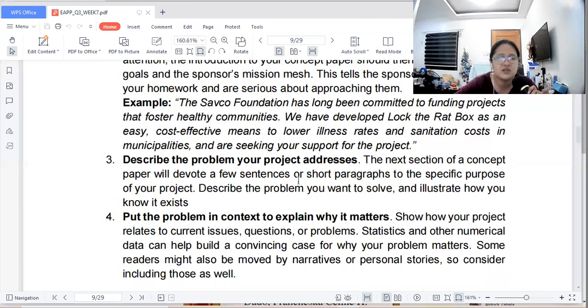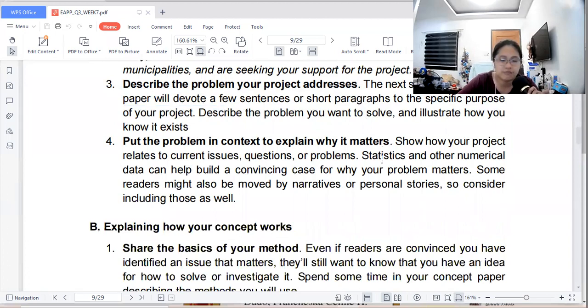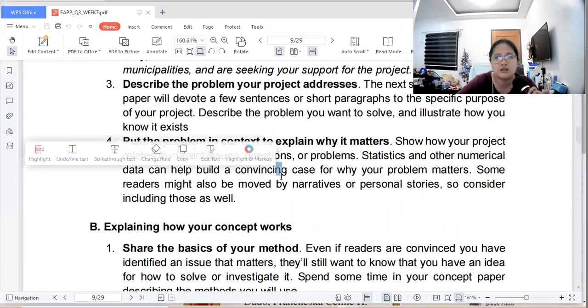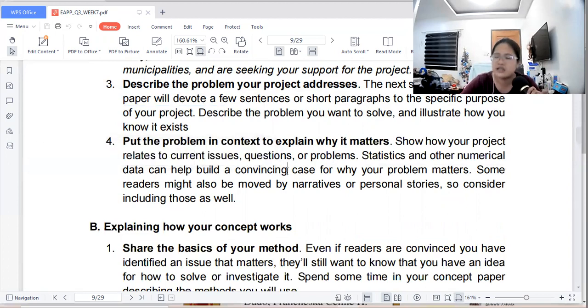Okay? So describe the problem your project addresses. So, pwedeng a few sentence or a short paragraph. Describe the problem that you want to solve. Illustrate how you know it exists. So, i-explain mo yan sa rational. Then, put the problem in context to explain why it matters. Bakit kailangan? Tell them the issues, the questions, the concerns, the statistics, the numerical data, so that they would be convinced, this person really did his or her research. So, let's give it a chance. Parang ganun. And like, if you're submitting a sloppy concept paper, bakit sila maniniwala? Lalo na kailangan ng ganitong amount ng pera. So, why would I give my money? Why would I sponsor this project? Parang ganun.